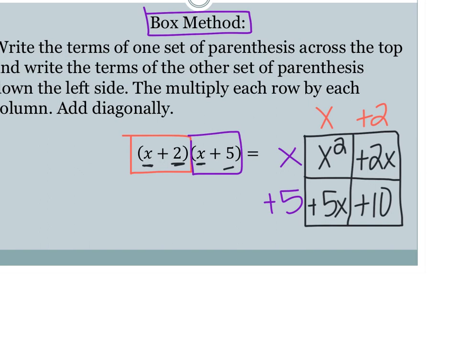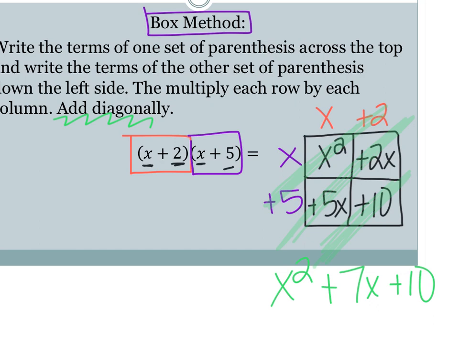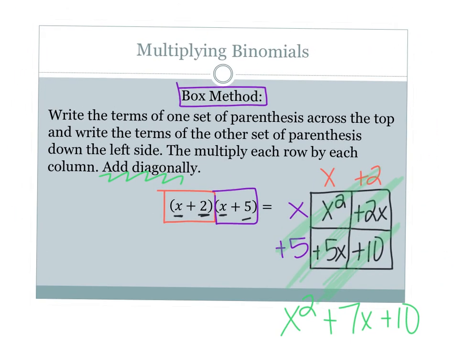And then the directions say to add diagonally. So if I were to diagonally do that, we kind of go like this, which would give me x squared plus 7x plus 10. So we just took x plus 2 times x plus 5 and we distributed it. And then in this example, we took the same thing and we used the box method. Okay, either way, both of them are going to work. As long as you remember how to add like terms, then this will make sense for you.